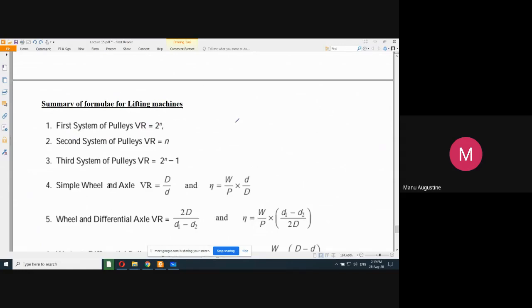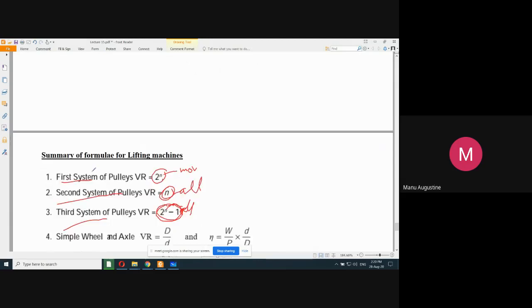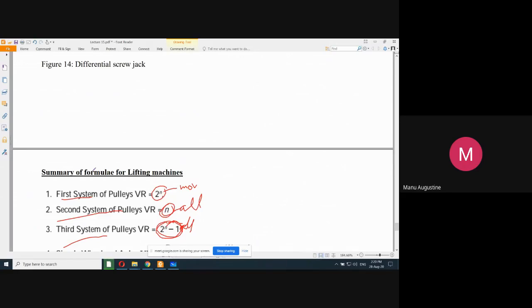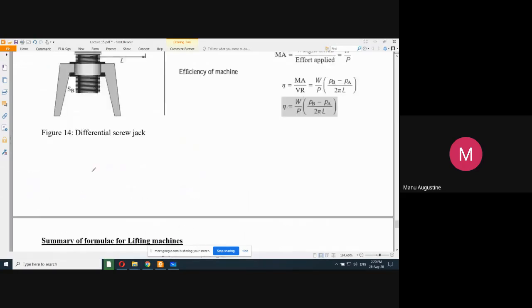So in this situation n is number of movable, in this situation all pulleys, ठीक है? फर्स्ट सिस्टम में 2 रेज टू पावर n है वेलोसिटी रेशियो, और जिसमें n सिर्फ मूवेबल पुलीज की काउंटिंग है। सेकेंड सिस्टम ऑफ पुलीज में n लिख लो वेलोसिटी रेशियो को, जिसमें n क्या है? ऑल द नंबर ऑफ पुलीज, चाहे मूवेबल हों या नॉन मूवेबल। थर्ड सिस्टम ऑफ पुलीज में वेलोसिटी रेशियो 2 रेज टू पावर n माइनस 1, जिसमें n क्या है? द काउंट ऑफ ऑल द पुलीज, चाहे मूवेबल हों या नॉन मूवेबल। तो this brings us to the conclusion of the types of pulleys, ठीक है?